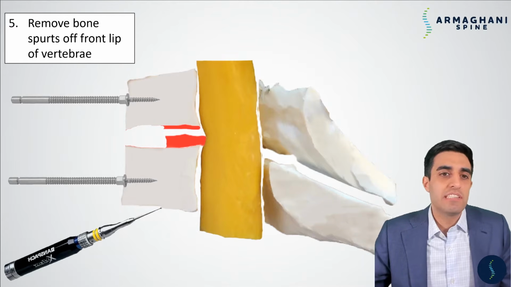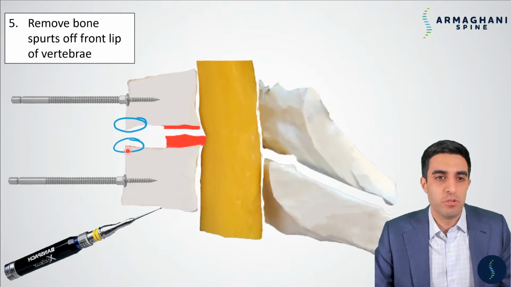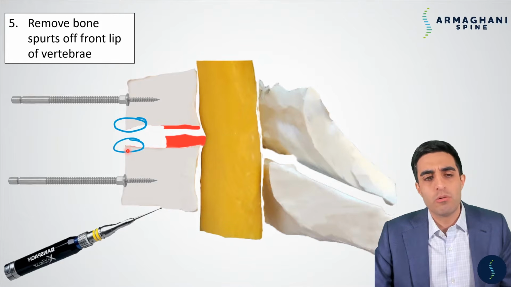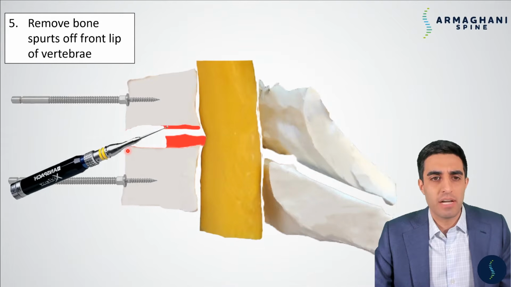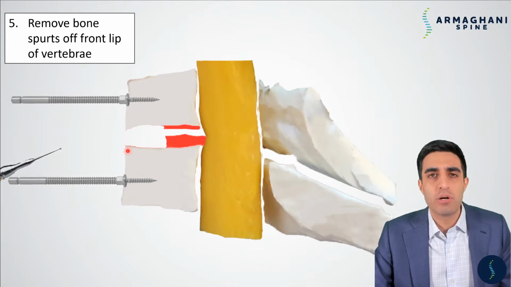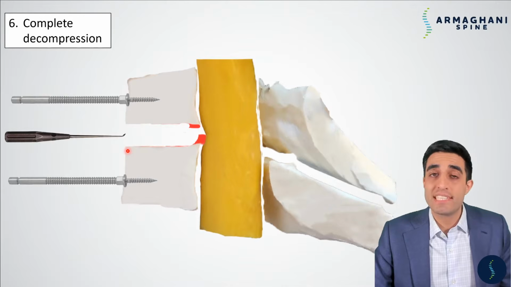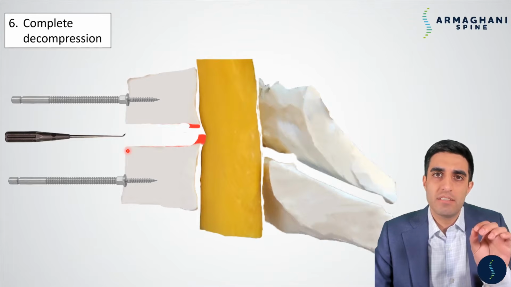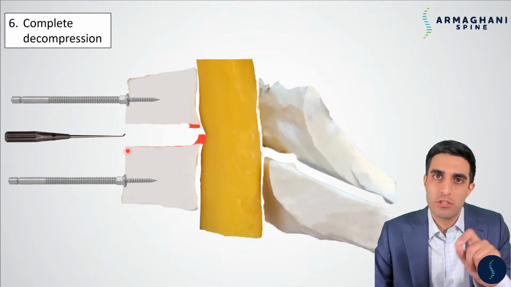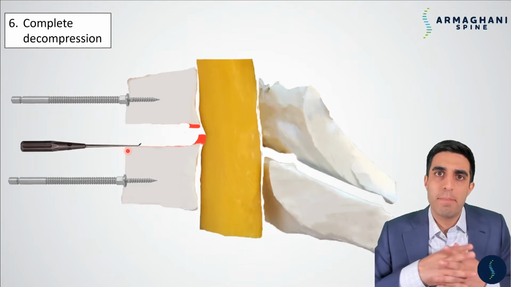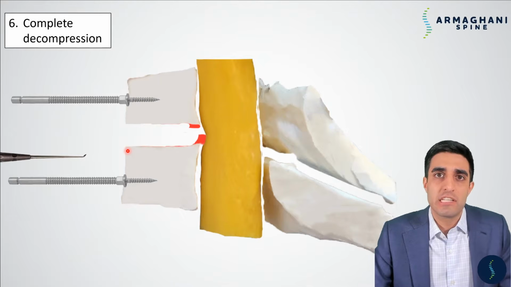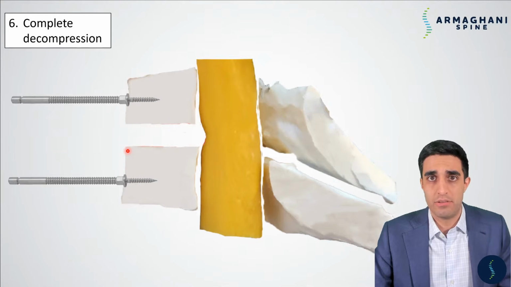But now we still have some bone spurs here on the front lip, and those need to be removed with our high-speed burr. So what we'll do is we'll take our high-speed burr and we'll remove those areas that we highlighted previously in blue, as well as some more of the disc in the back. Once that's complete, we still have a little bit of disc left, as well as any compression that could be on the spinal cord. So we take our curette and we take it all the way back to the back of the vertebrae so that we can fully remove that disc material.